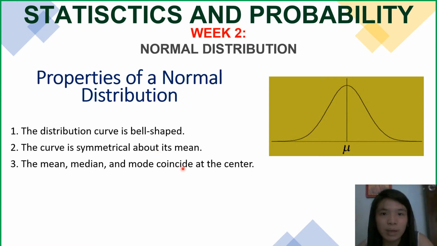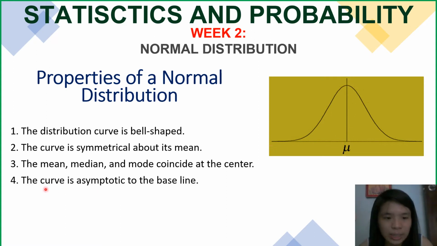Halimbawa, 5 yung may gusto or may favorite color na red, 4 yung blue, and 10 naman yung yellow. Therefore, the mode is yellow. So, ganun naman yung mode. So, kailangan daw, yung mean, median, and mode is nagko-coincide sa center. Or nasa pinakagitna sila. So, last, number 4, the curve is asymptotic to the baseline.